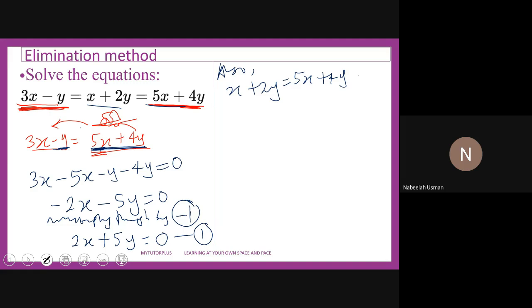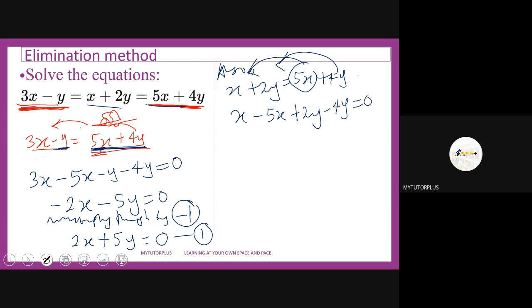Collect the like terms as well, just like we did in the previous one. That will simply be x minus 5x, because this is plus initially. If you move it to this side, it turns to minus 5x. Then we have plus 2y. Move this one to the other side again. That will be minus 4y. Everything equals 0. Is this step clear to us, please?